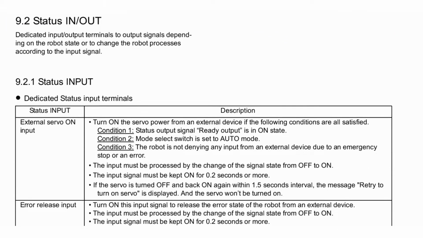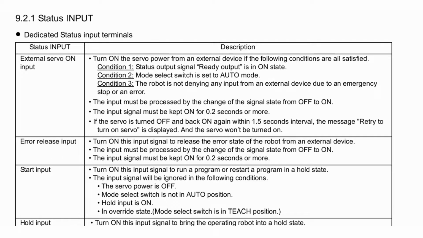Next is status in out, dedicated input output terminals to output signals depending on the robot state or to change the robot processes according to the input signal. Status input, dedicated status input terminals. Status input, external servo on input.